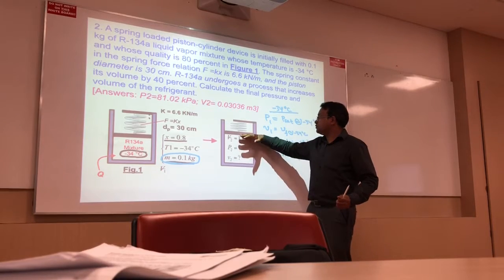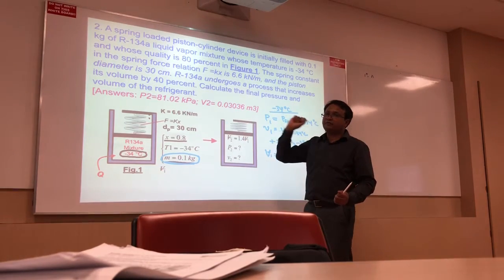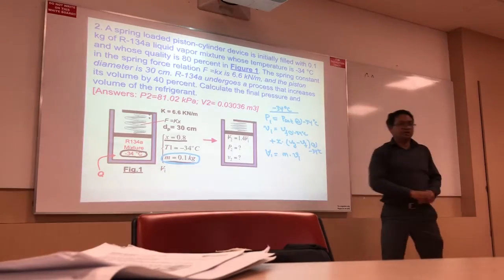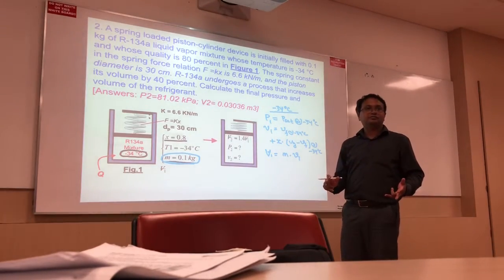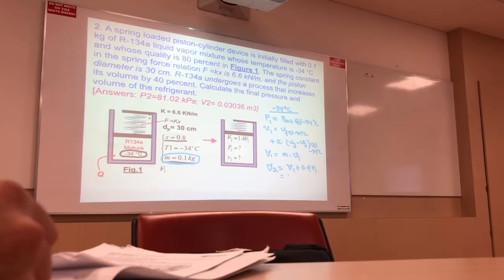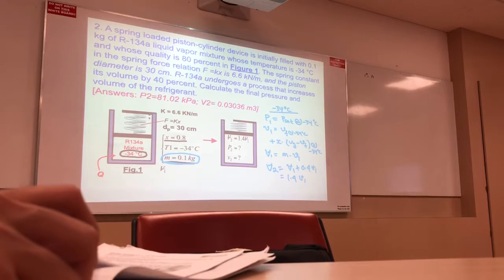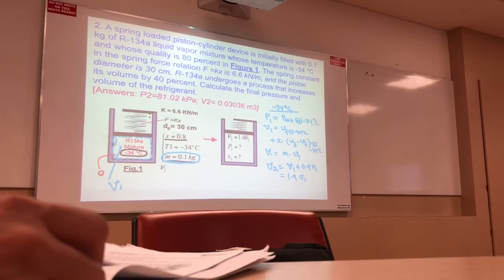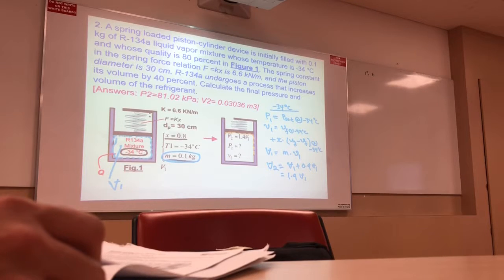After applying heat, the piston is going up and the spring is compressed, right? It travels some distance. Agree? And the volume increases 40%. That means final volume V2 becomes 1.4 V1, right? Then I can write final volume V2 is V1 plus 40% increase, 0.4 V1, then 1.4 V1. This is V2. So what is V1? This is V1, right? I dotted this line. This one is V1 and V2, all this volume. This is V2.